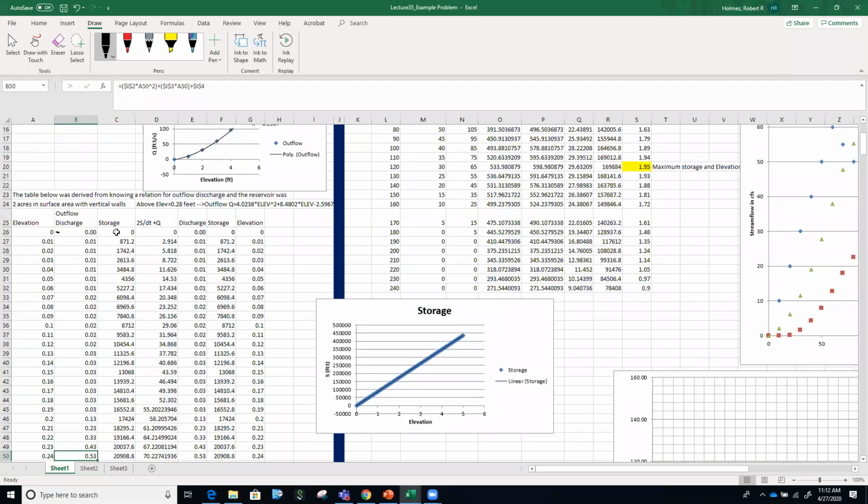Okay. Then I move over to the storage. So this column here, column A, is just basically the elevation in the reservoir.